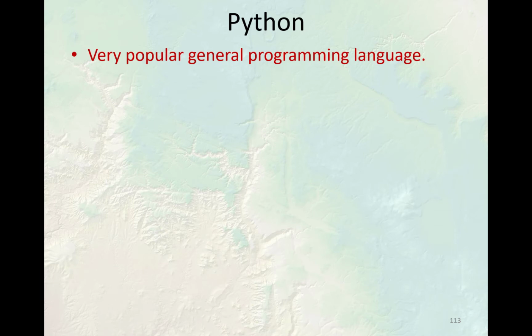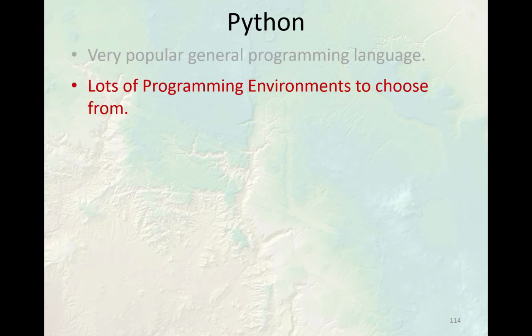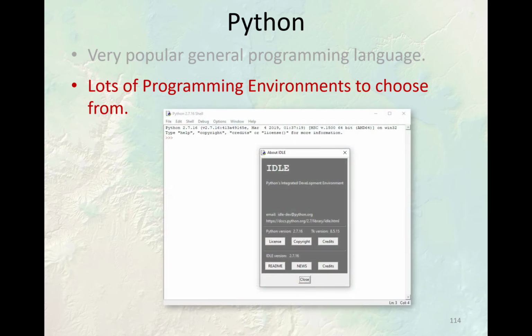Python is a very popular general programming language. It's used all over the place and has been widely used in GIS. It's nice because there are lots of programming environments you can choose from. These are called Integrated Development Environments, or IDEs. And if you go to Google and search for Python IDE, you'll see that there's lots of choices. A lot of people just use IDLE because that is installed with Python when you install ArcGIS on your computer, so it comes with it.